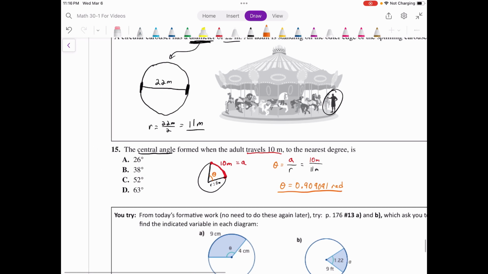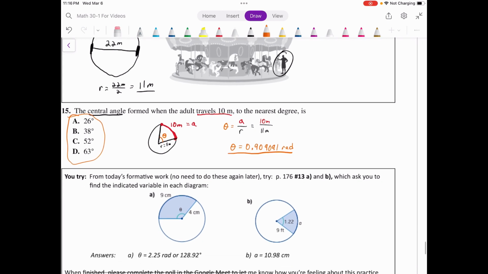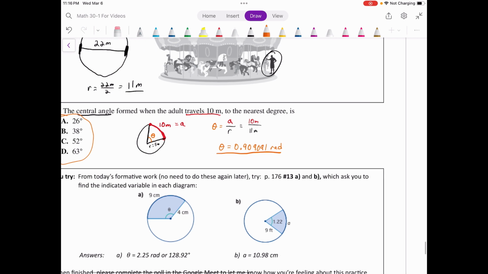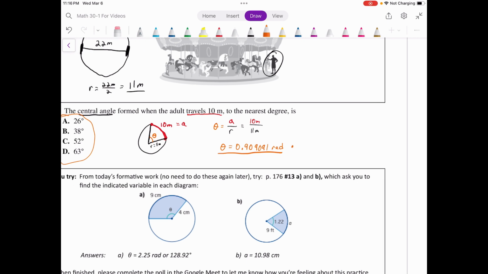Great, technically we've answered the question, except it's multiple choice, and they didn't give us options in radians, so we'll need to convert this to degrees and see which one matches ours. Hopefully one of them does, or maybe we made a mistake if none of them do. And that would be okay, we'd just double check our work and try again.